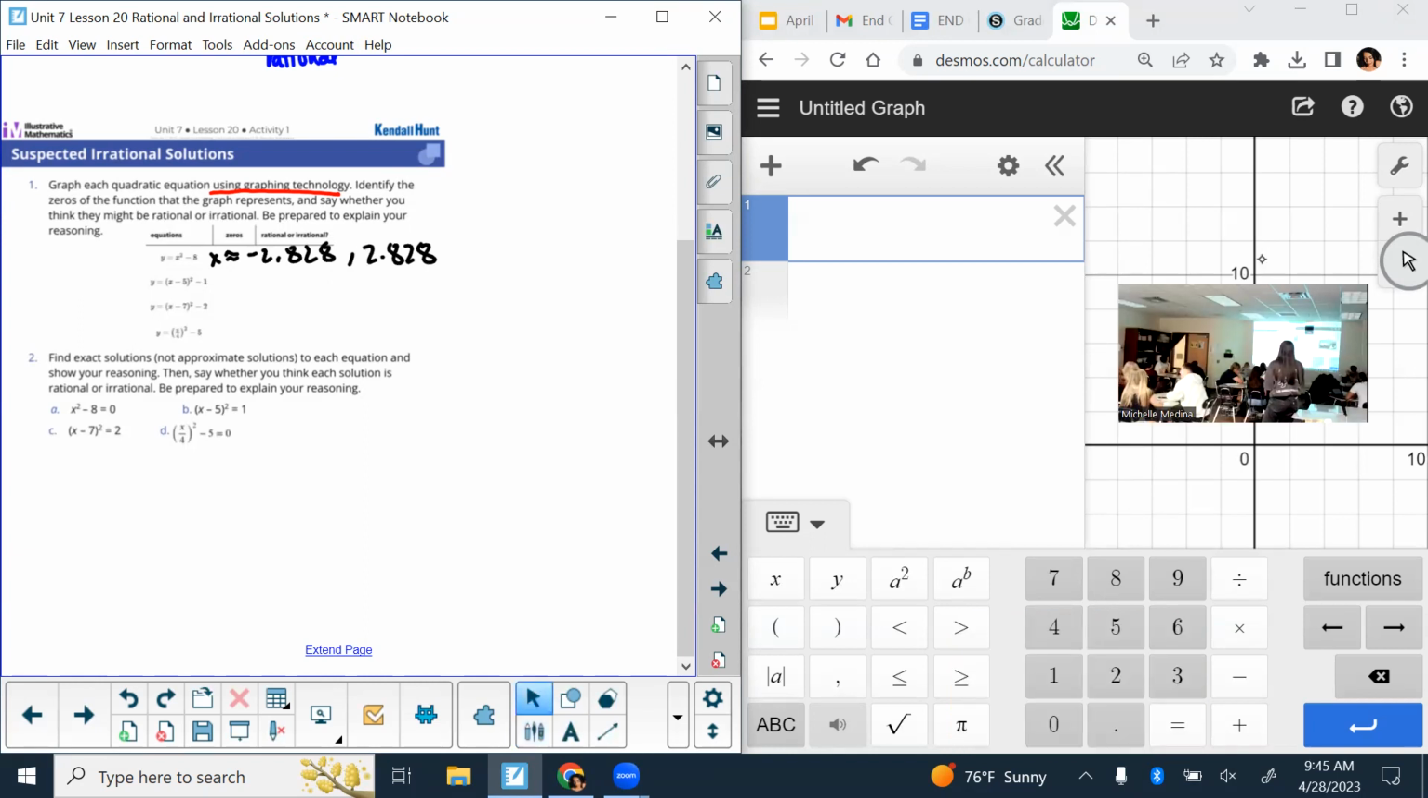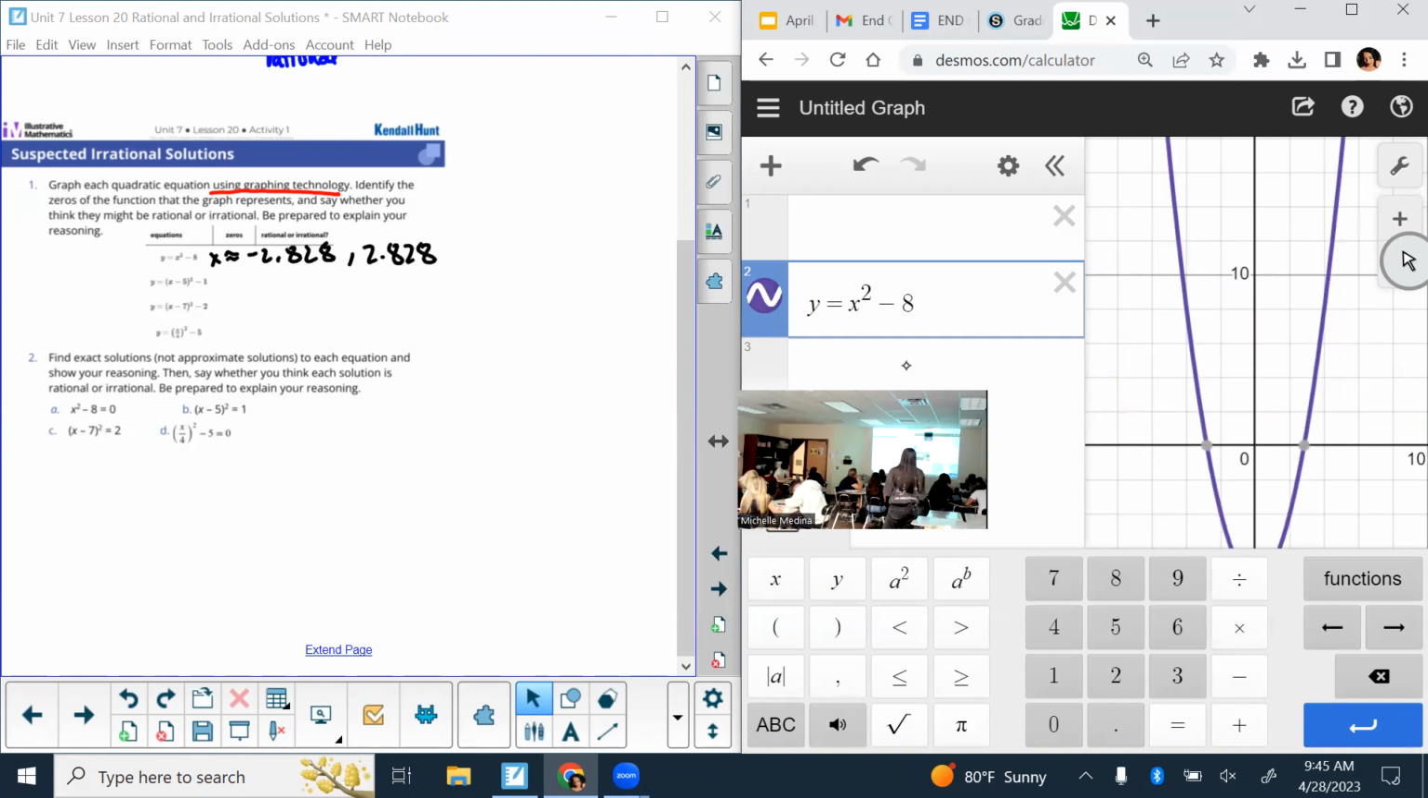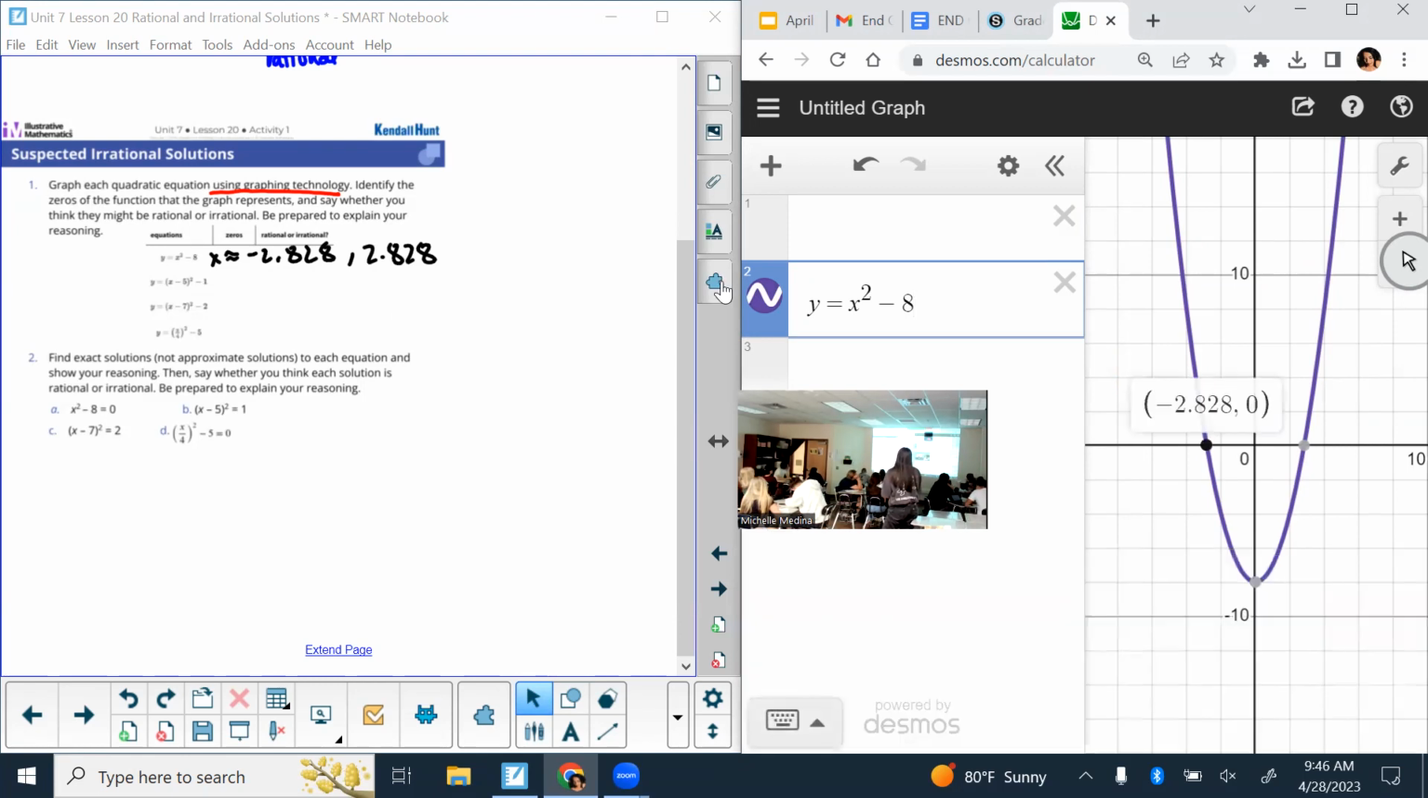What you should have done is type in y equals, and with Desmos you don't even have to rearrange it. If you don't rearrange it and it's not equal to 0, it probably won't look like a U shape, but it will still give you the correct x-intercepts, which is another word for zeros, another word for solution. They all talk about the same thing. So your graph should look like this.